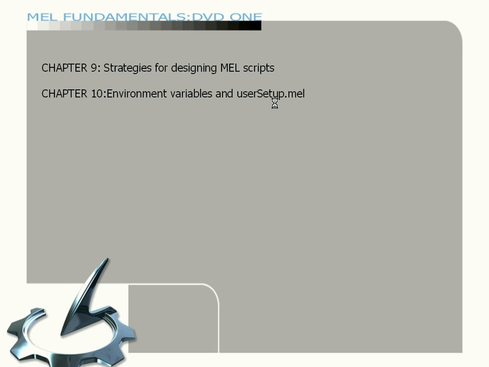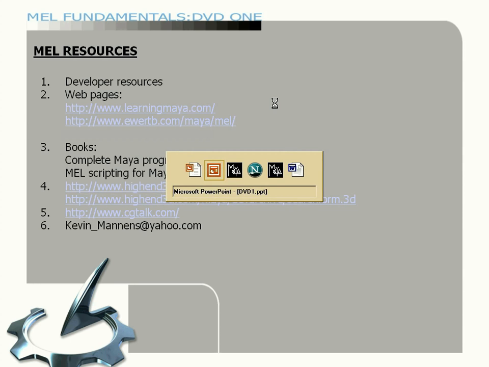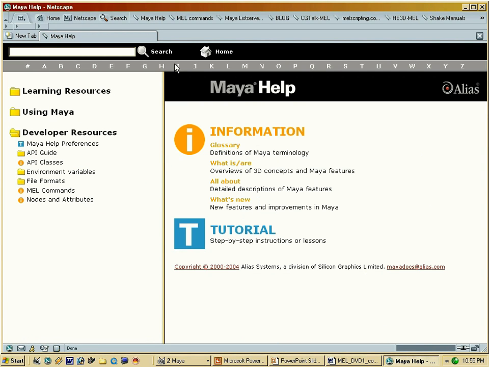Okay, before we really continue with chapter 2, where we get down and busy, I would like to tell you a little bit about where you can get information about Mel. The main and primary resource is the developer resource, which is right in your Maya help. If you go to your Maya help, this is what I'm talking about, your Mel commands or the developer resource.